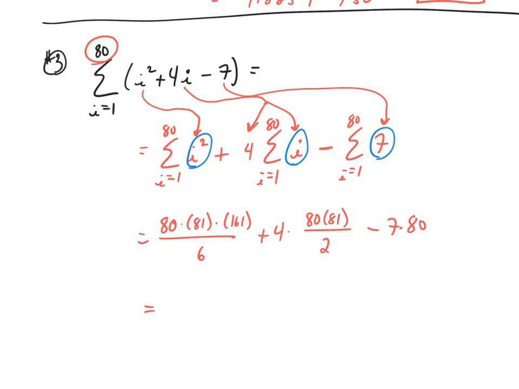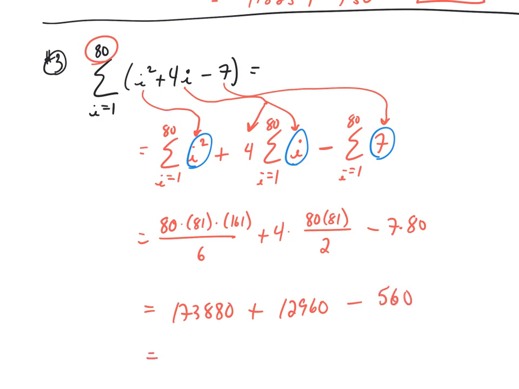80 times 81 times 161 divided by 6. Oops, sorry about that, I hit the wrong button there. Let me do that again. 80 times 81 times 161 divided by 6. There we go, is 173,880. 4 times 80 times 81 divided by 2 is 12,960. And 7 times 80 is 560.